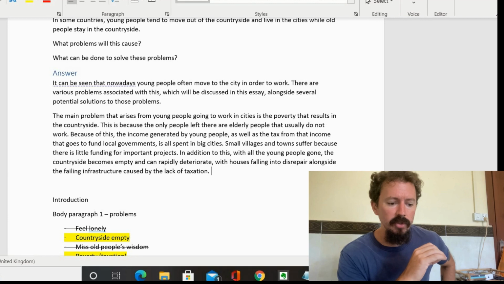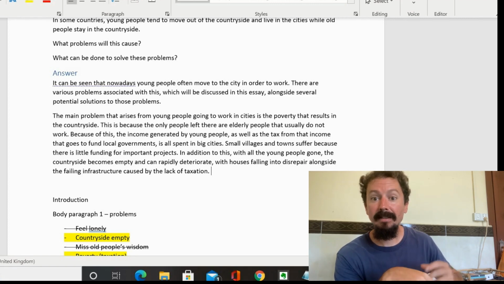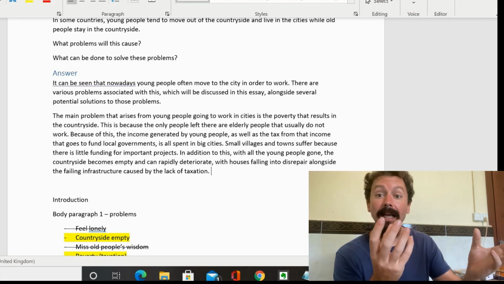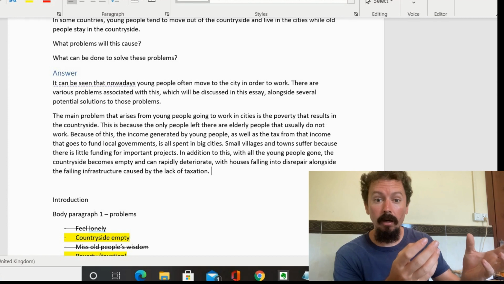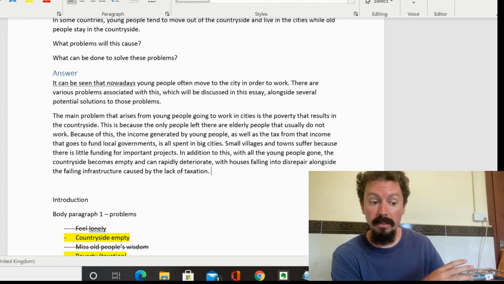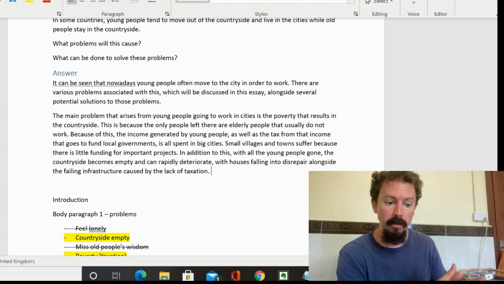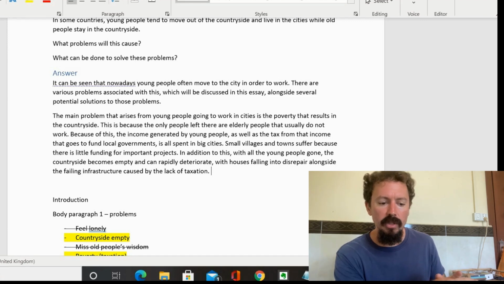Because of this, the income generated by young people, as well as the tax from that income that goes to fund local governments, is all spent in big cities. So this is a quite complicated sentence, but it basically says that the young people's money and the taxes on the young people's money are now going to the cities instead of the countryside. Small villages and towns suffer because there is little funding for important projects.